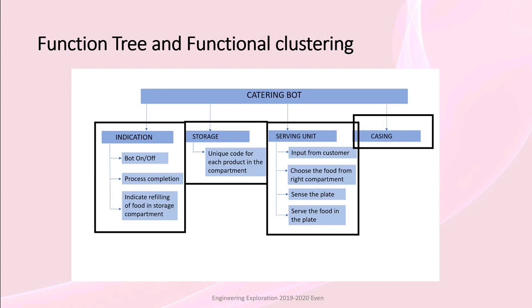Before beginning the design, it's important to understand the functions that the catering robot will perform. For this reason, we have listed the 4 main functions in a function tree and clustered them. The functions are indication, storage, serving unit and casing. In the indication unit, the robot is expected to indicate on, off, process completion and refilling of the food in the storage compartment. The storage compartment will store the pickle and the chutney. The serving unit will take the input from the customer, choose pickle or chutney, sense the plate and then serve the food in the plate. And the casing will hold all these 3 components together.